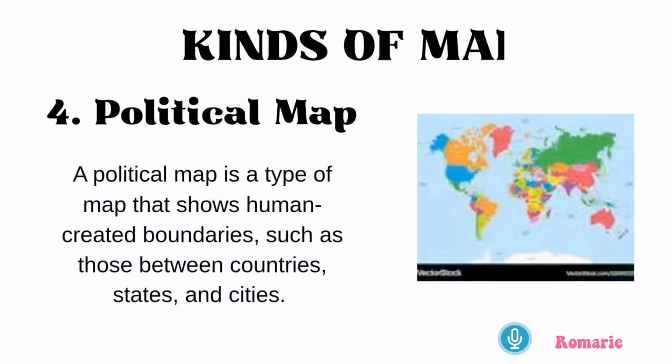And last, we have here the political map. A political map is a type of map that shows human-created boundaries, such as those between countries, states, and cities. This map highlights human-made divisions and usually uses bright colors to separate different areas. Political maps help us understand borders, government regions, and locations of major cities.